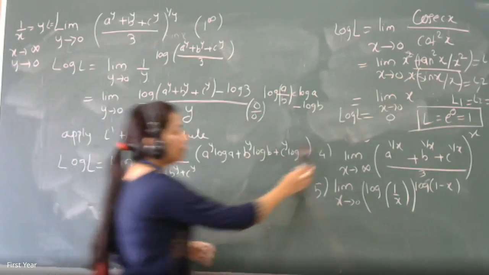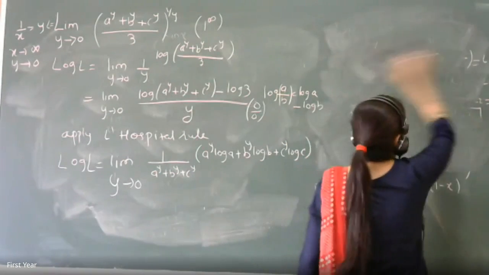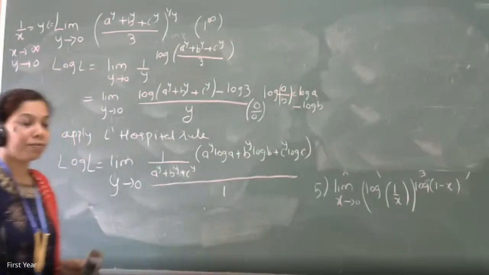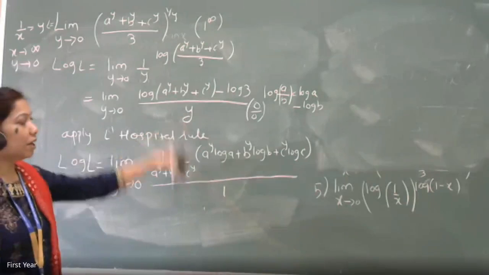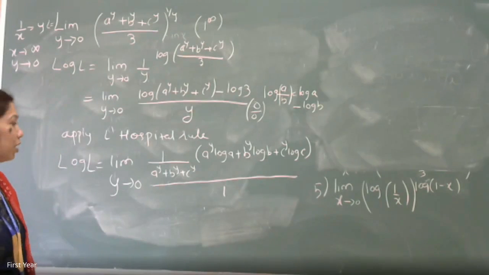Minus, what's the derivative of log 3? It is 0. Log 3 derivative is 0, and what's the derivative of y? That is 1. Derivative of y in the denominator is 1. So you are going to stop here, put the value of y, and you will get the final answer. That will give you the ultimate answer.